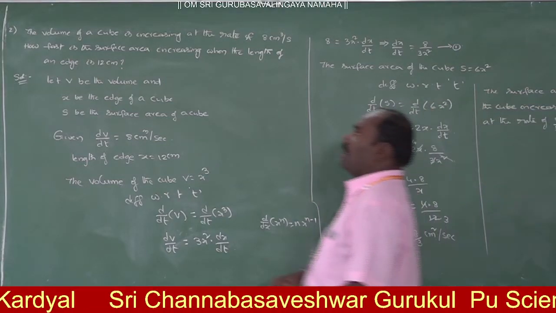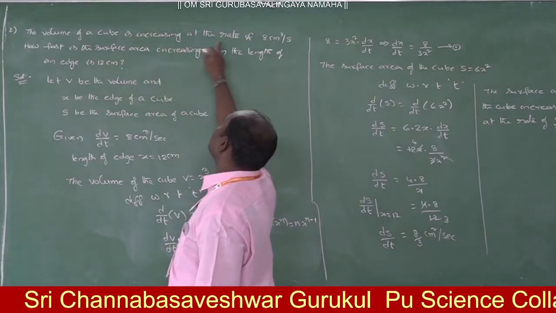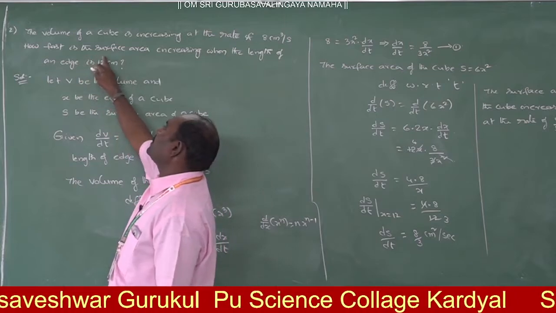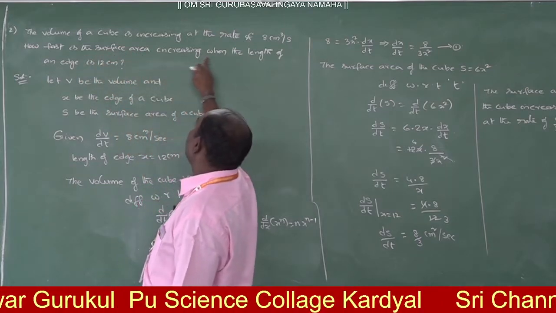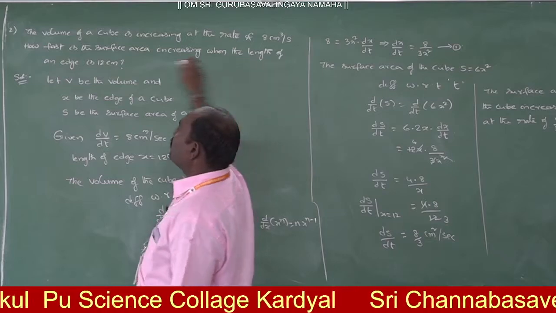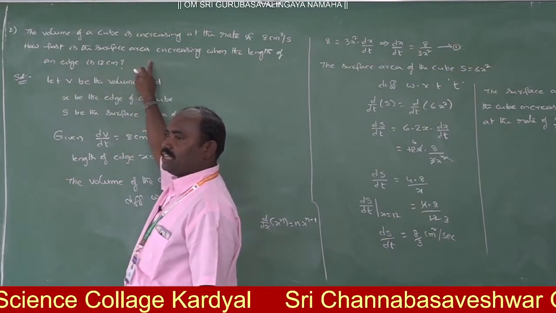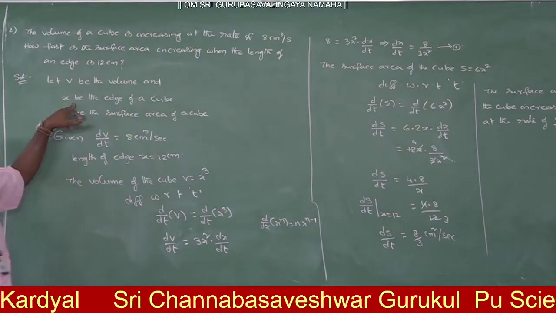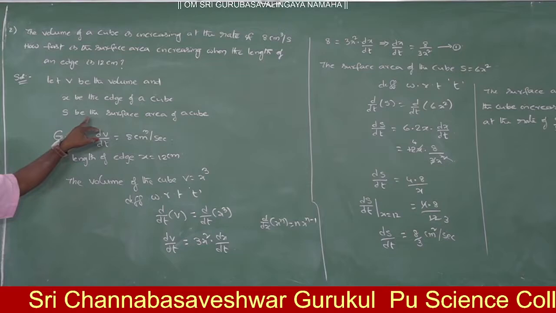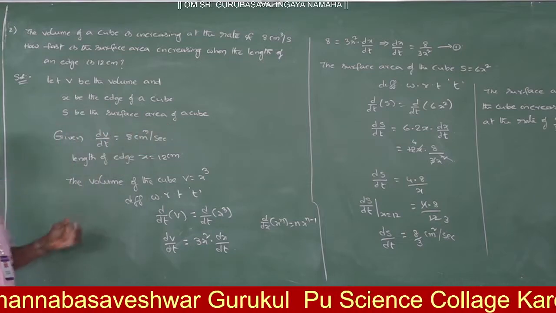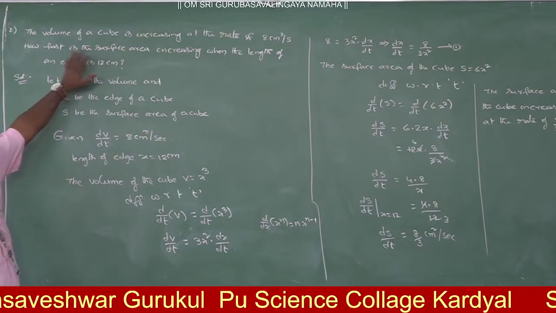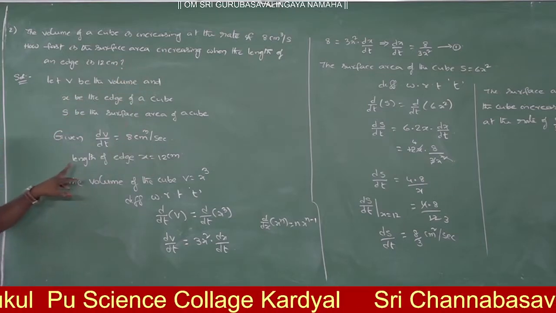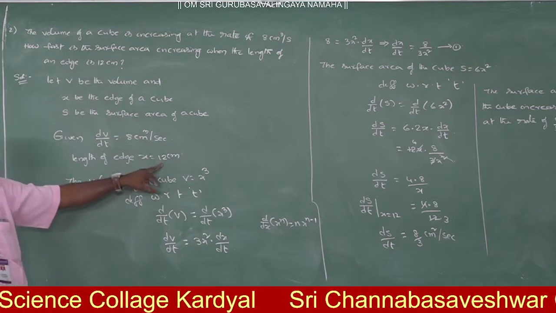See this one. The volume of the cube is increasing at the rate of 8 centimeter cube per second. How fast is the surface area increasing when the length of an edge is 12 centimeters? Here, first, let V be the volume, x be the edge of a cube and S be the surface area of a cube. Given what is the condition? dV by dt equal to 8 centimeter cube per second. This is given. And also the length of the edge equal to 12 centimeters.